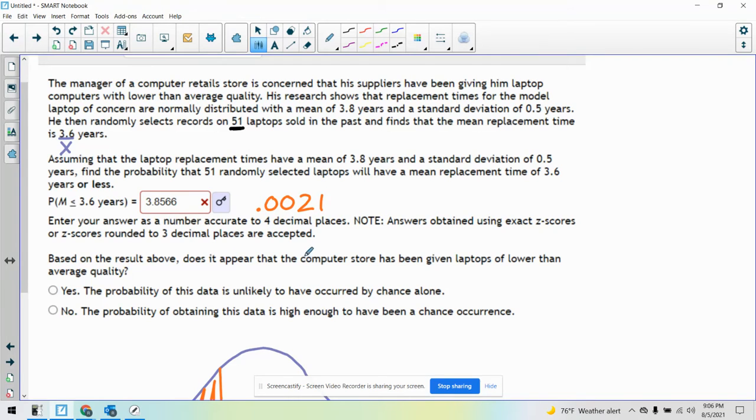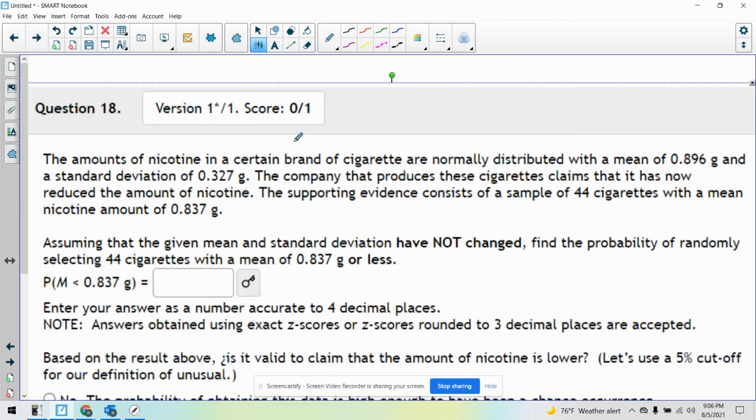Based on the result above, does it appear that the computer store has been given laptops of lower than average quality? Yeah, it's very, very unlikely that they would last less than 3.6 years. So yes, the data is unlikely to have occurred by chance alone. It's very, very unlikely that this happened by chance because this is the probability that it could happen. Not a very likely thing to happen.